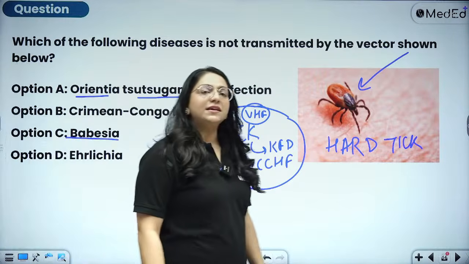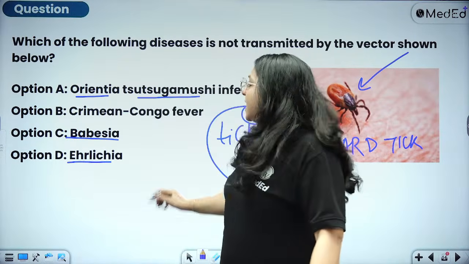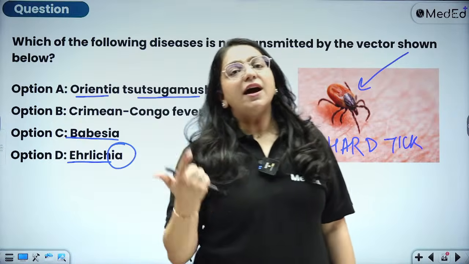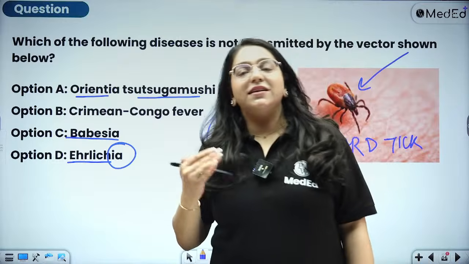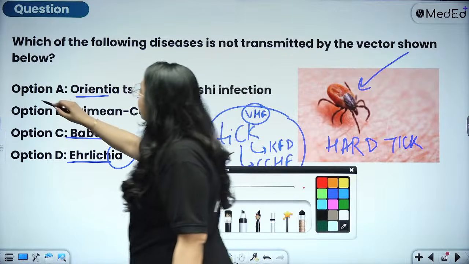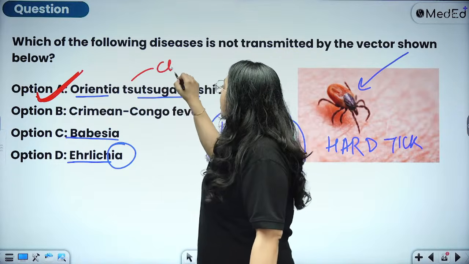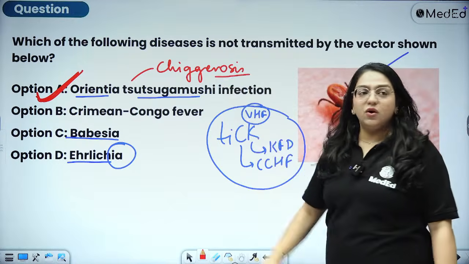Babesia, yes, tick transmitted. Ehrlichia, tick transmitted. So you know all your Rickettsial, tick transmitted. Ehrlichia, tick transmitted. Babesia, tick transmitted. They are all tick transmitted infections. So only your Orientia tsutsugamushi, which is scrub typhus, is going to get removed because that is because of the chiggers or chiggerosis, the larval stages.